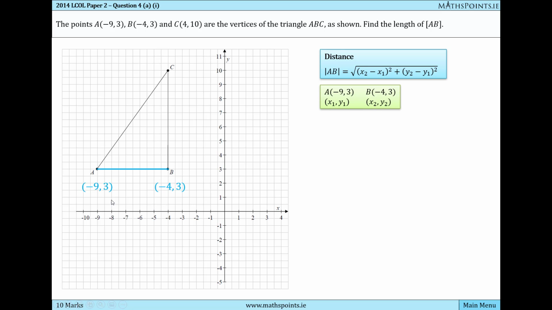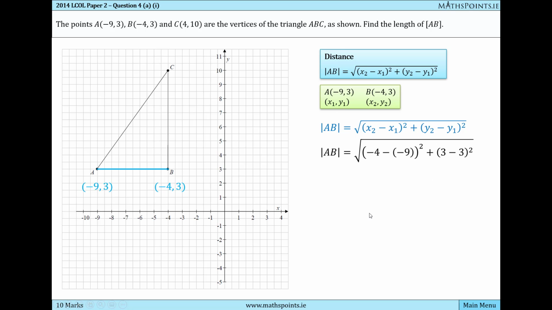So we label the points (-9, 3) as (x1, y1) and (-4, 3) as (x2, y2) and we sub them into the distance formula. The distance is equal to the root of (x2 minus x1) squared plus (y2 minus y1) squared. Subbing in the numbers, we have that the distance from A to B is equal to the root of (-4 minus -9) squared plus (3 minus 3) squared.